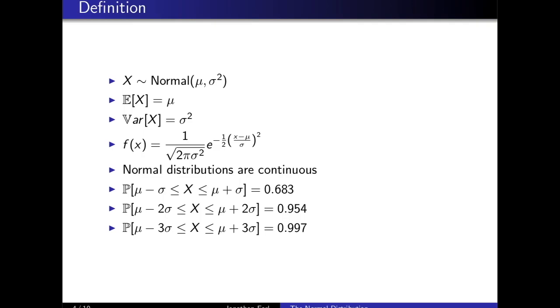The probability that x is going to be at least the mean minus 2 standard deviations, and at most the mean plus 2 standard deviations, is a bit over 95%. And the probability that x is going to be at least mu minus 3 standard deviations and at most mu plus 3 standard deviations is getting very close to 100%, but it's about 99.7%.